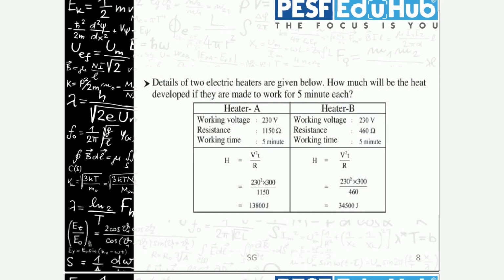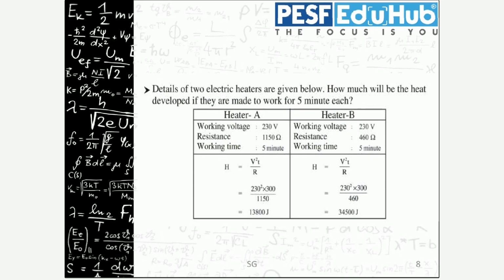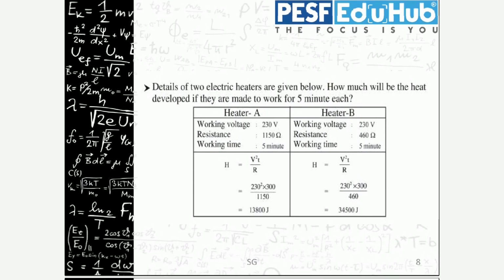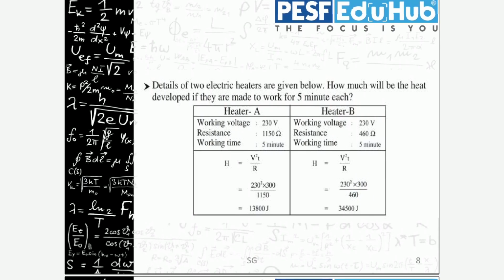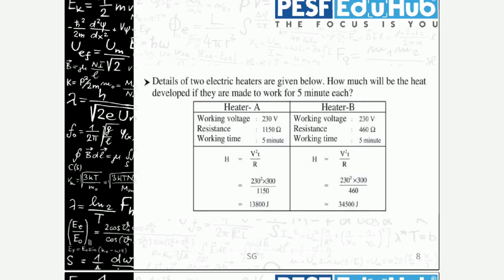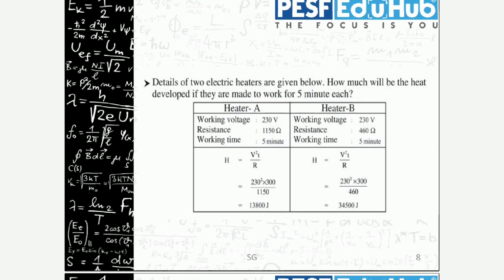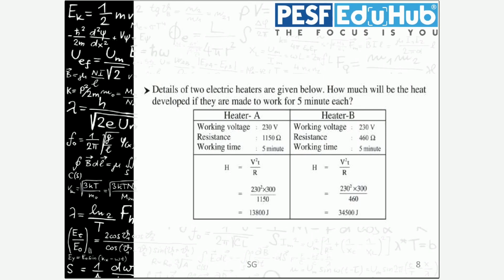Right, this means heater B has more heat. Why? Because heater B has less resistance. Less resistance means more current. So heat is proportional to the square of the current. Right? So the second heater has less resistance, so more current will flow, so the heat developed is high. Clear? Okay.